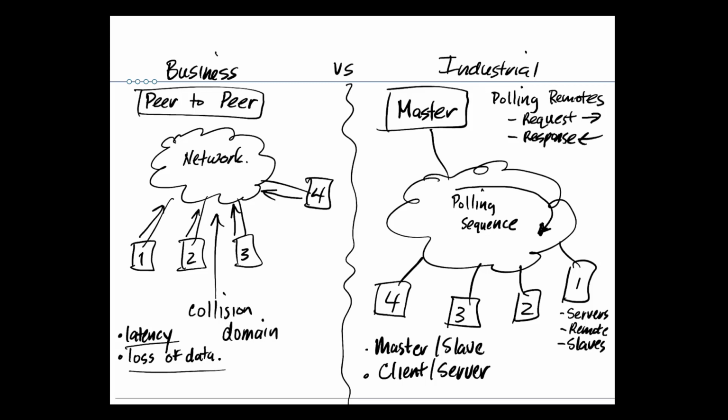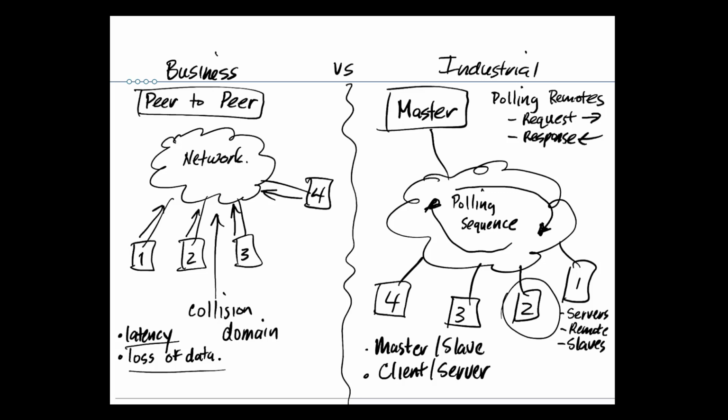So it would start with server 1, send out a request. It would be waiting for a response. Once a response was received, it would move on to server 2. Do the same. Move on to server 3, move on to server 4, and then it would just keep on cycling through this polling sequence and retrieving data and requesting control if it wanted to, say, close a valve, trip a breaker, open a gate, things of that nature.